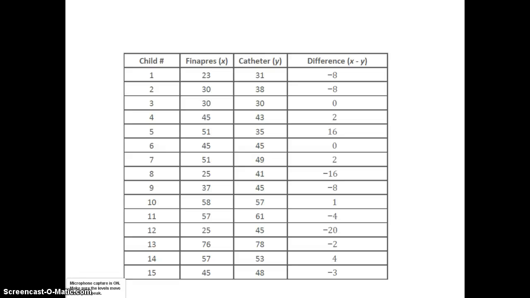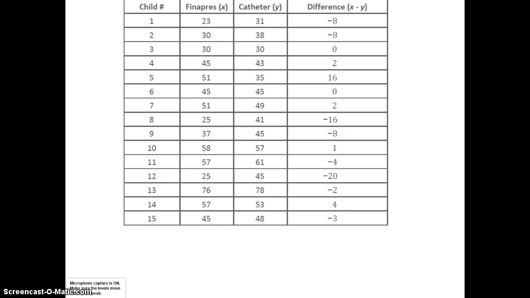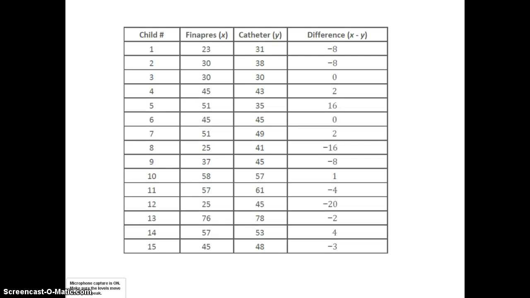Welcome to part 2 of the Module 10 Statway video. Next, we're going to look at paired differences of data. This is where you might have a person, in this case we have children, and we're looking at two methods of measuring their blood pressure.